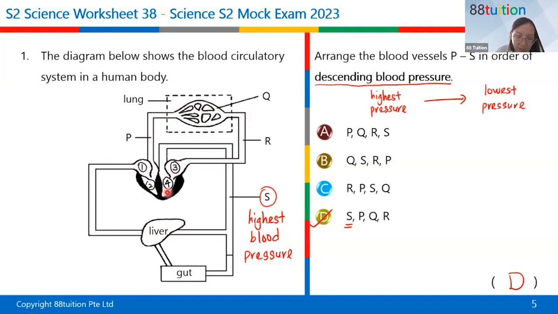Number 4 will bring up the pressure to the highest pressure, S. So the answer is SPQR. All right, is everybody clear? Any questions so far? Please feel free to stop me.